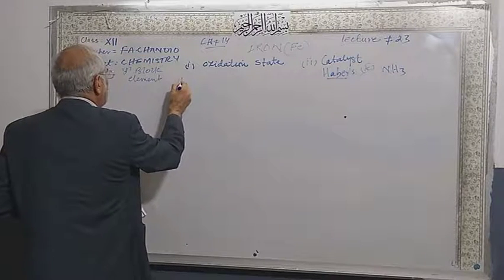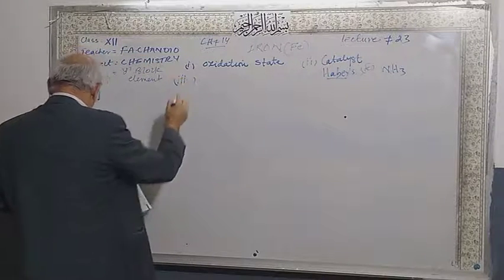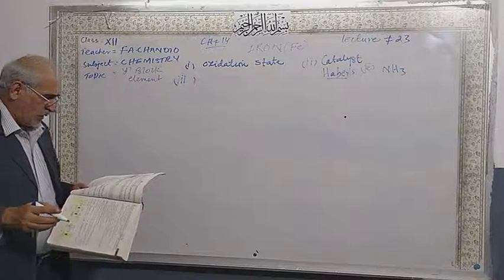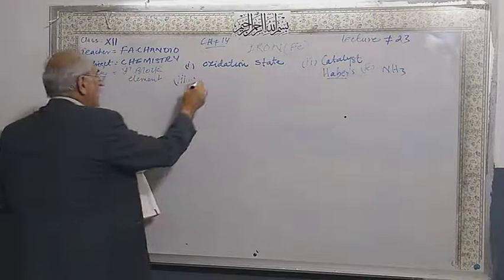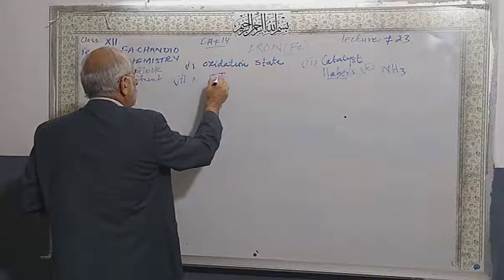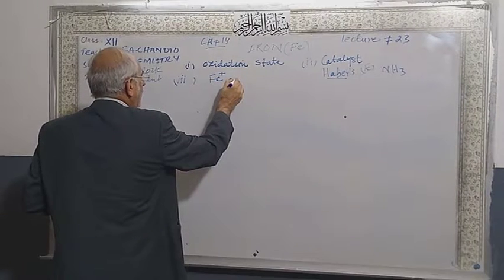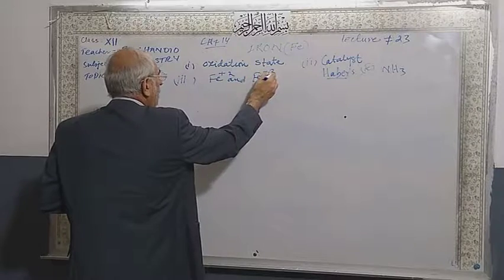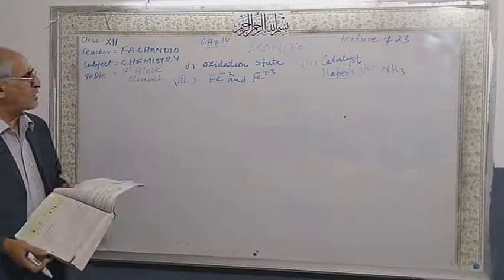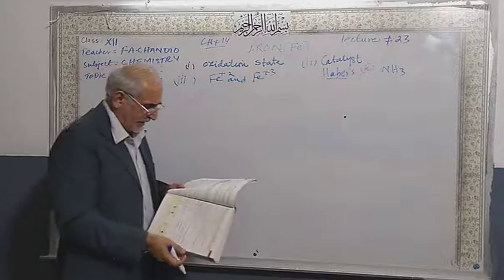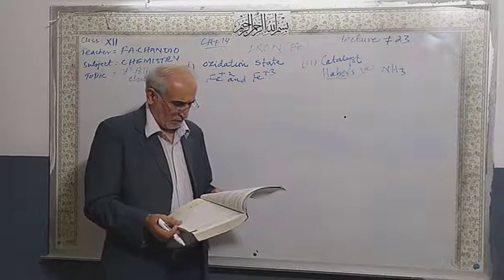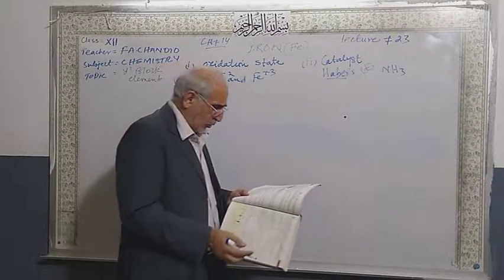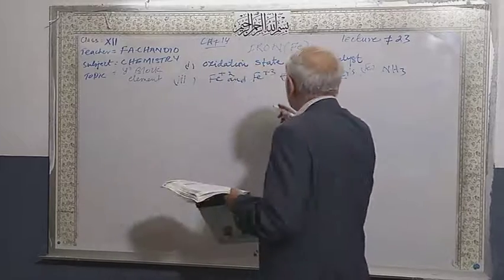Number 3. Iron exists in two common oxidation states, iron 2 and iron 3. The iron 2 and iron 3 oxidation states are generally called ferrous and ferric. So it will be formed with a complex.